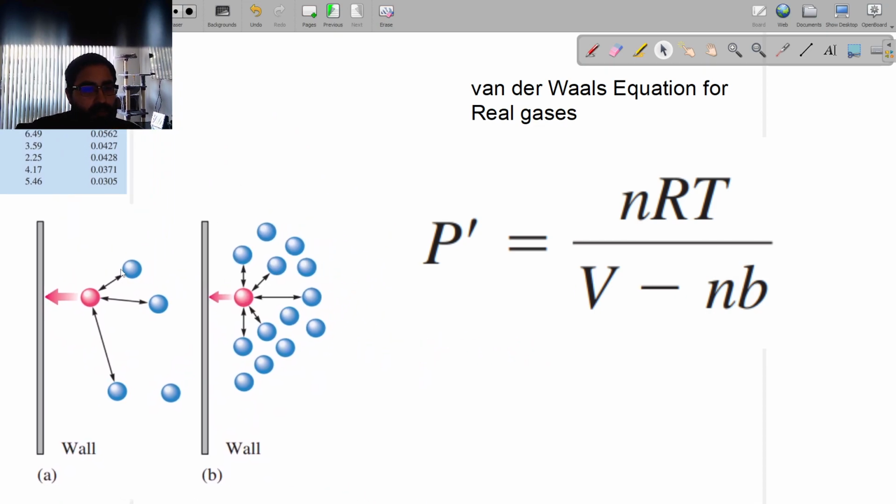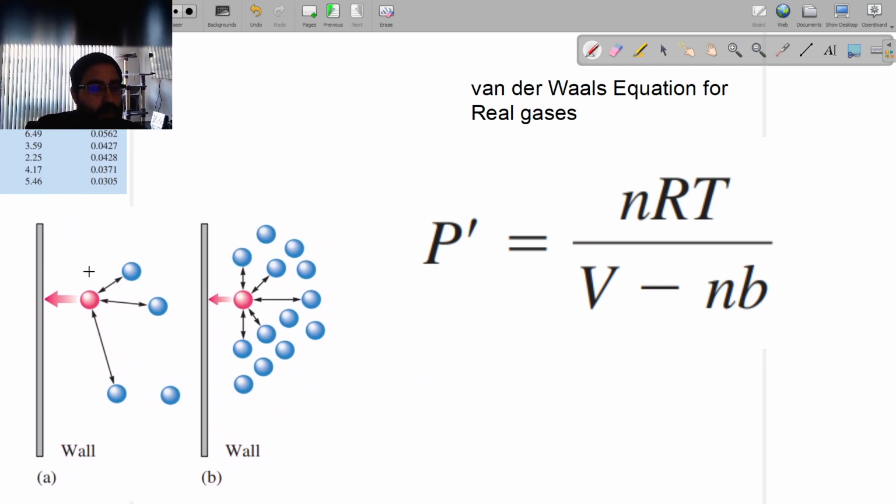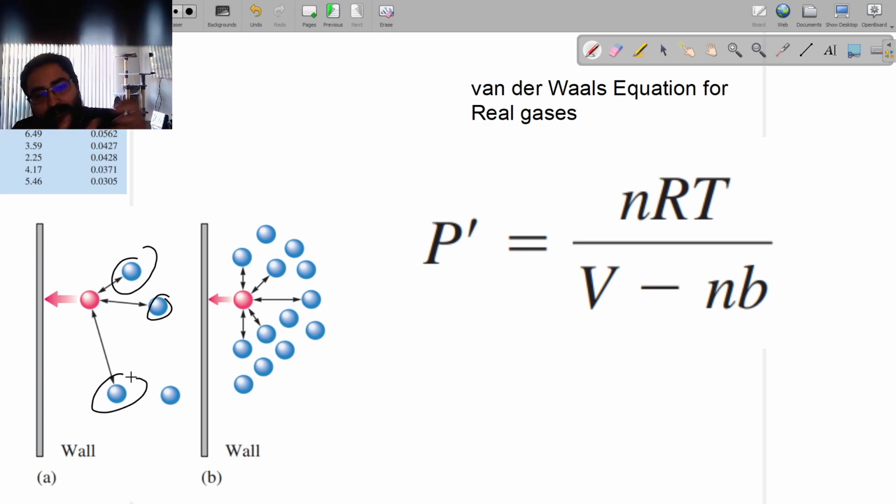Imagine a particle crashing into a wall. Now, on its way to the wall, all these particles are attracting that particle. So they're actually going to weaken the force it applies on the wall. So it's actually going to lower the pressure. It's going to change the P value.